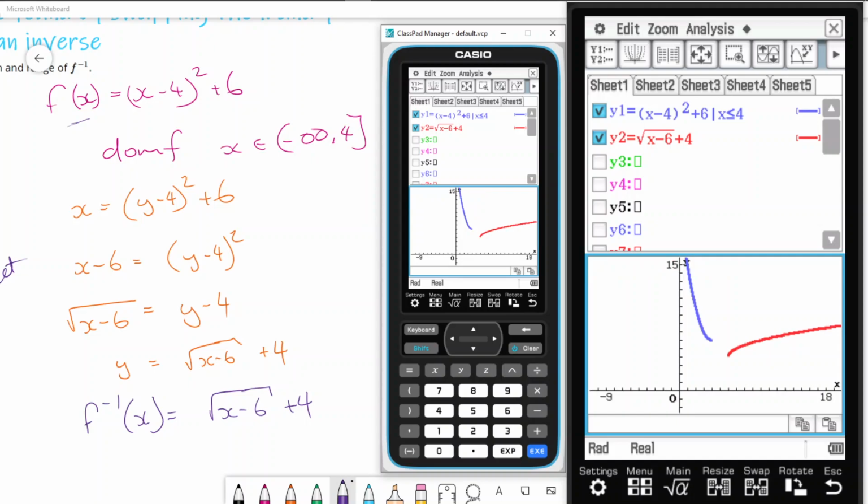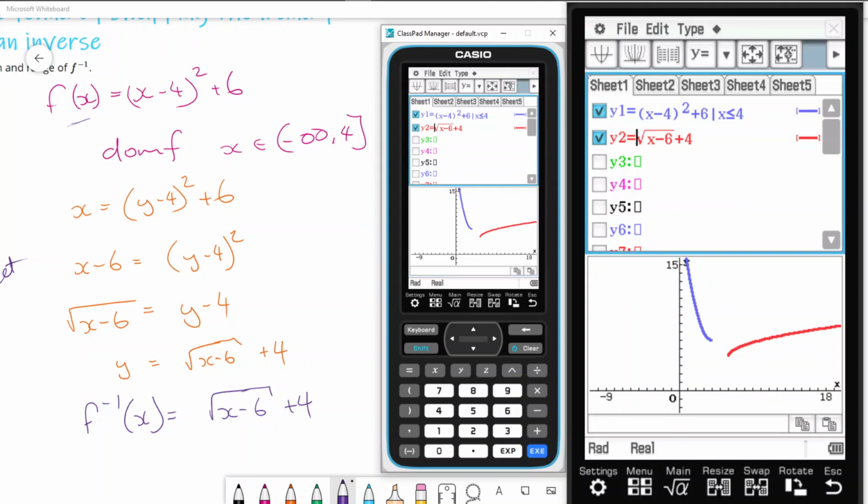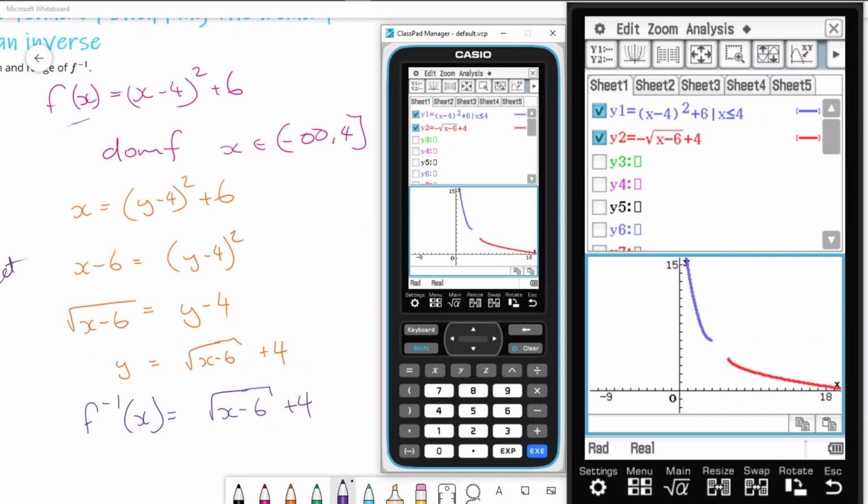And you go, oh, that doesn't look like a reflection. So, right, let's put our negative in there. And there it goes there. Now, the last thing to look at is our domain and range.